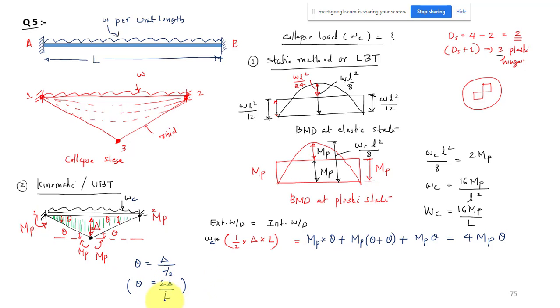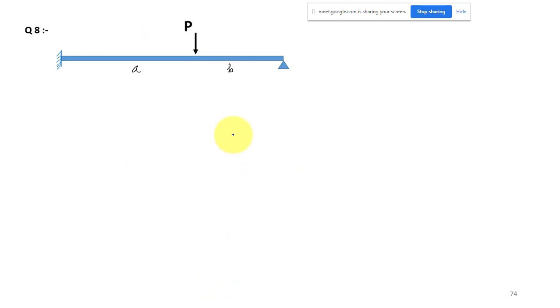Sir, while writing the internal work done, the MP into theta and another MP into theta, these two will be in opposite direction, no sir? One at the right side, it will be like this. Let us explain that. I have explained this part already. Anyway, we have some loading. So this is the state.